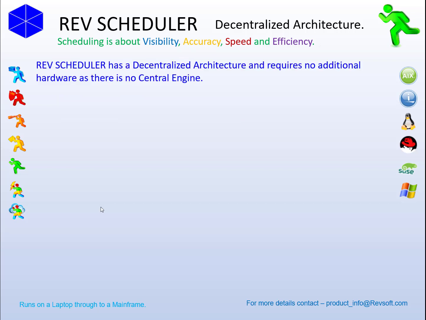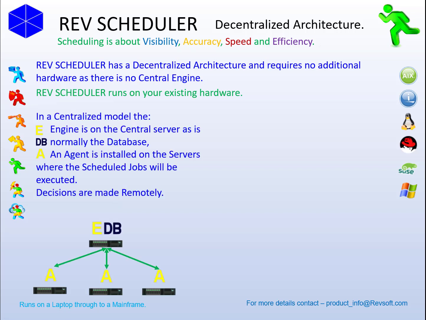REV Scheduler has a decentralized architecture and requires no additional hardware, as there is no central engine. So basically, REV Scheduler runs on your existing hardware. We have an example scenario here with 3 servers that we want the scheduling to be executed on.